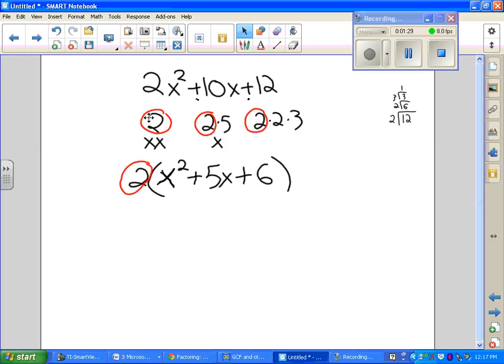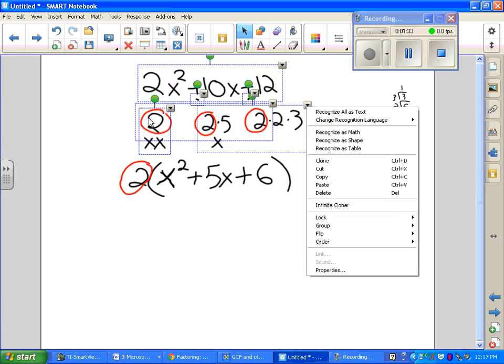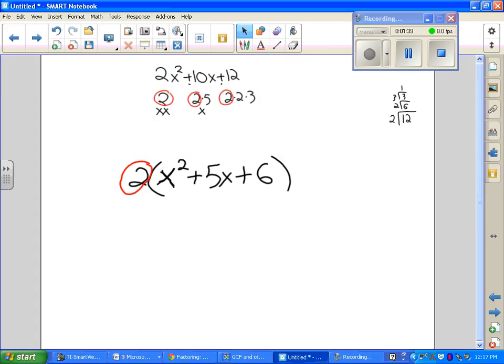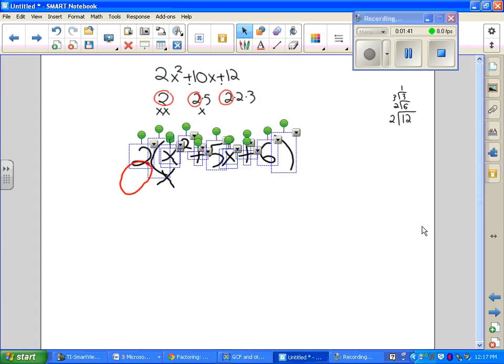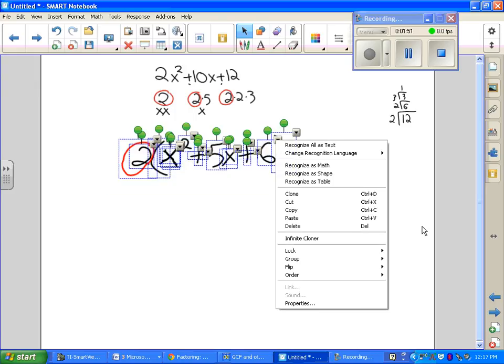All right, let me get all this stuff here. Group that, make it smaller so I can keep working. Wow, I did not mean for that to happen. That's kind of weird. Let's try that. Let's group this thing.